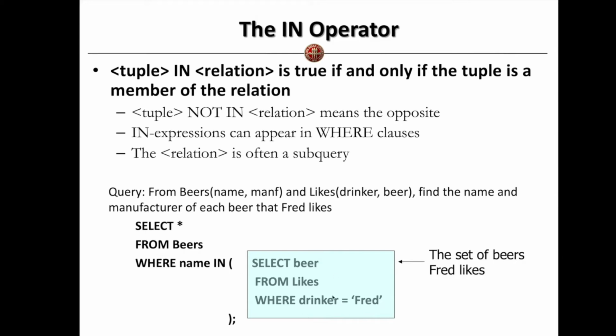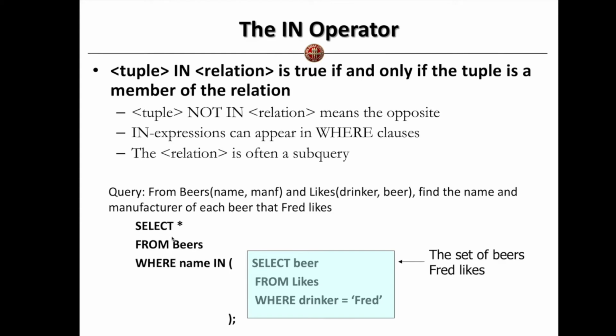So this subquery will return what? Will return the beer name, right? The beers that Fred likes. However, for this question, we want to find both the name and the manufacturer of these beers. Therefore, we can use this subquery as an intermediate result in our select from where statement.